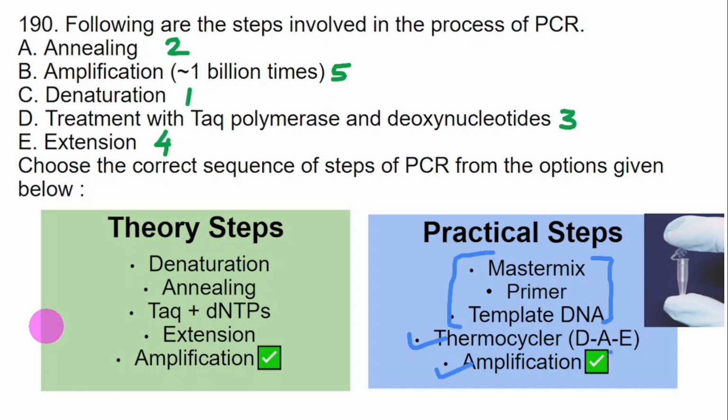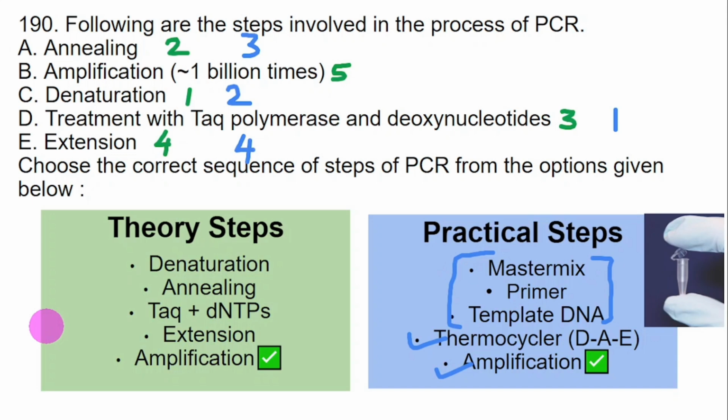It will take around 1 hour, and after that the amplification process will be complete. Okay, so if you go by the practical steps of PCR, the first step will become D. This becomes step number 1. And then denaturation is the second step. Then annealing will be third, extension will be 4, and this will be 5.